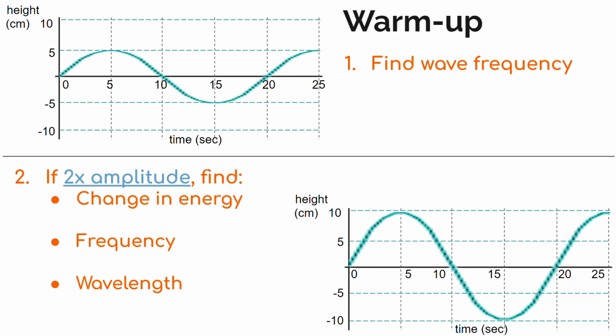So it's typically cycles per second, and we measure that in hertz. Hertz is if you're using seconds, so cycles per second would be in hertz. This graph is in seconds, and so we could find the wave frequency in hertz. I just need to know how many waves pass by per second.